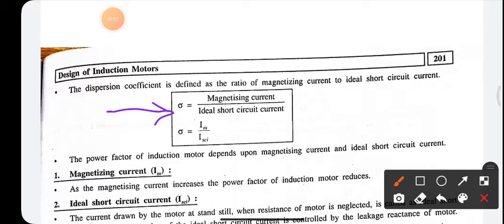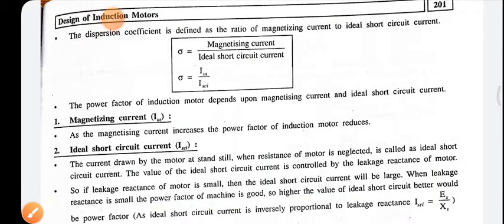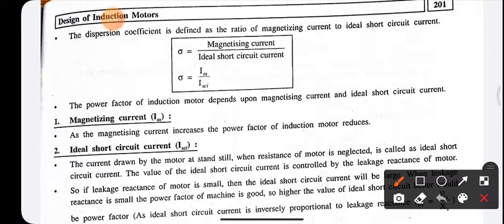Now, when we talk about the induction motor's power factor, it mainly depends upon magnetizing current and ideal short circuit current. These two are the parameters on which the power factor of the induction motor depends. We have already seen that dispersion coefficient is nothing but the ratio of magnetizing current and the ideal short circuit current. So now the question is, what is magnetizing current and what is short circuit current?